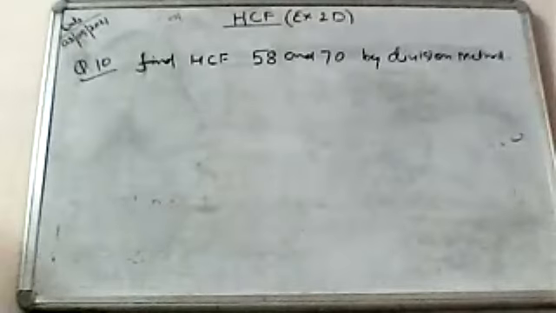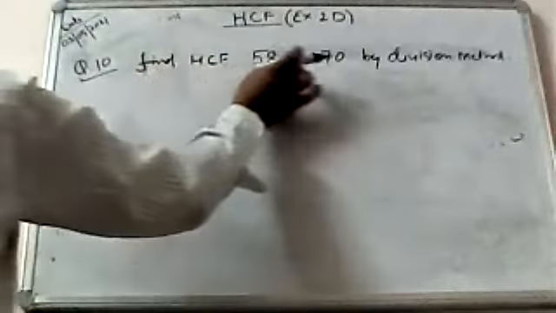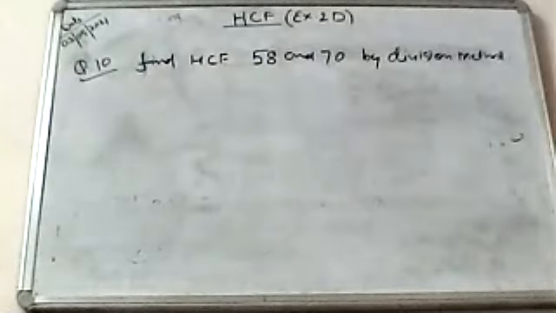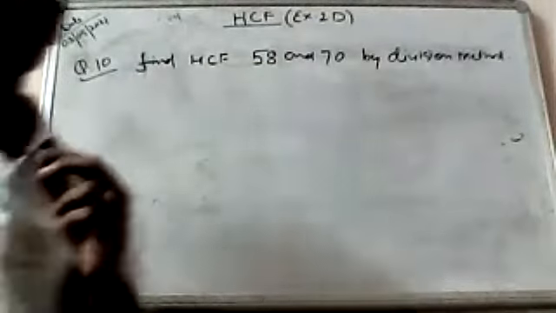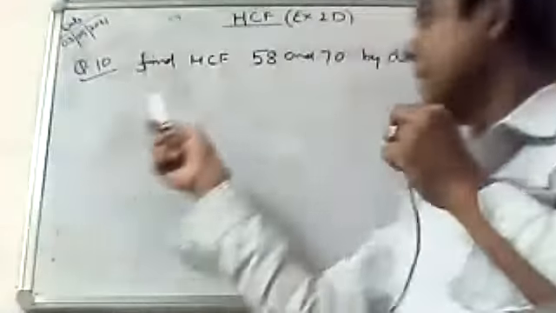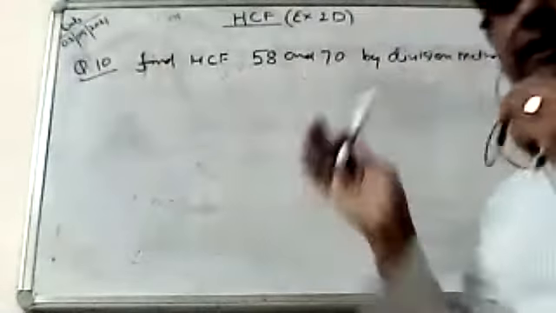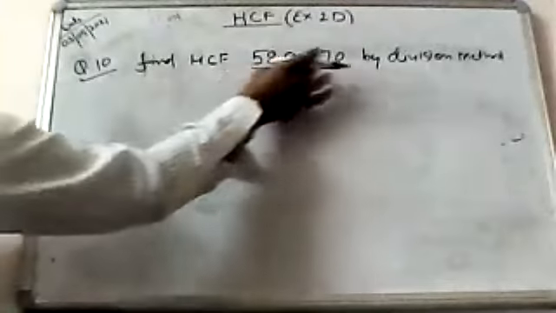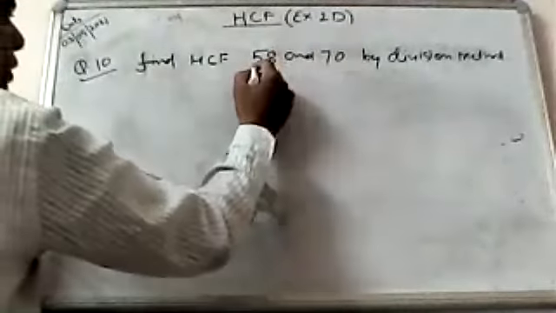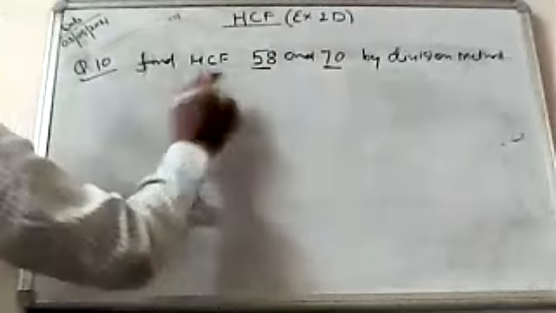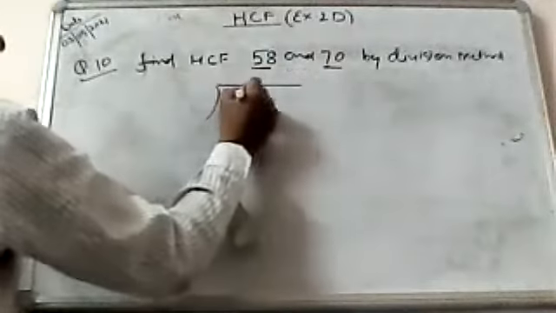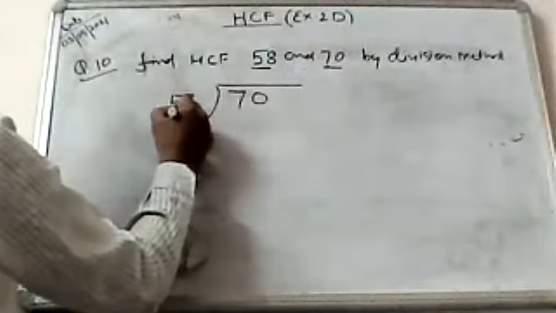Okay, children, this is question number 10. Find SCF of 58 and 70 by the division method. So from the division method, children, we have to find the SCF of 58 and 70. Now let's start how to do it. First you can see that 58 is a smaller number than 70, and 70 is a greater number than 58. So first we will divide 70 by 58.